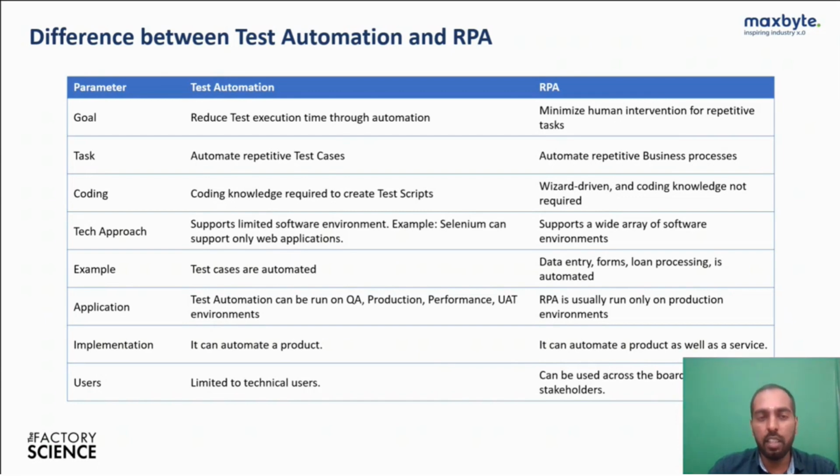Test case automation can automate only the product. Versus a service-based approach like RPA, writing each test case and test script would be a huge task for test automation. But in RPA, we can automate product as well as service. Coding knowledge is required for test automation, so the users will be limited, but RPA can be used across all the stakeholders. These are some differences between test automation applications and RPA.